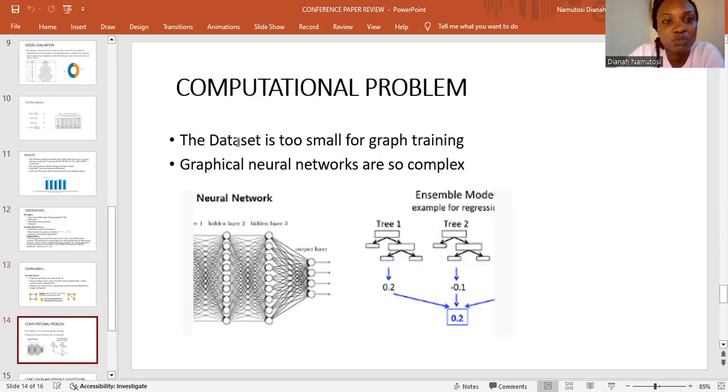The computational problem: the data set is too small for training. You can't train a model on very small data. This model is also very complex. We see from the diagram here that getting a relationship between these data points is really complex. It's hard to trace where an output has come from.